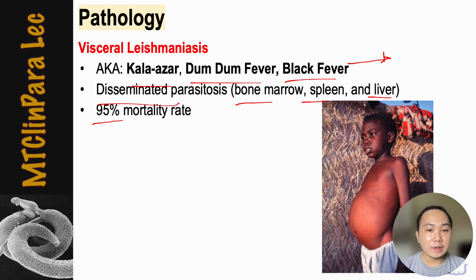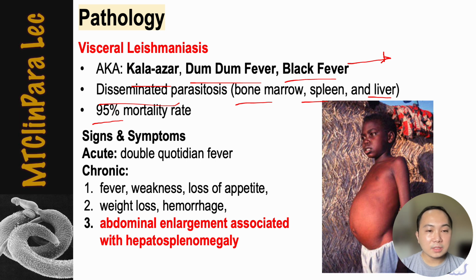So signs and symptoms for acute, this is usually associated with double quotidian fever, or 2 times fever spike within the day. Okay, so for example, at 8 a.m. there is a fever spike. At around 4 p.m. on the same day, there is also another fever spike. So that is your double quotidian fever.